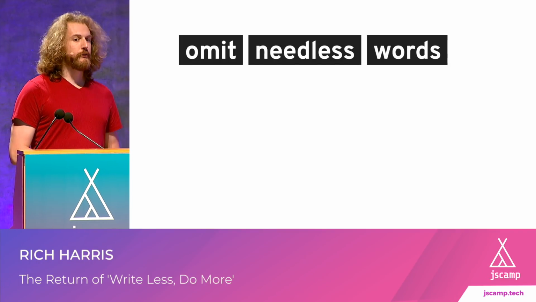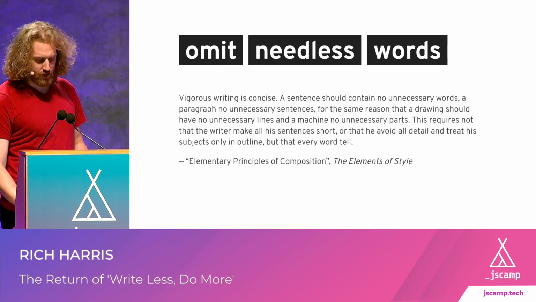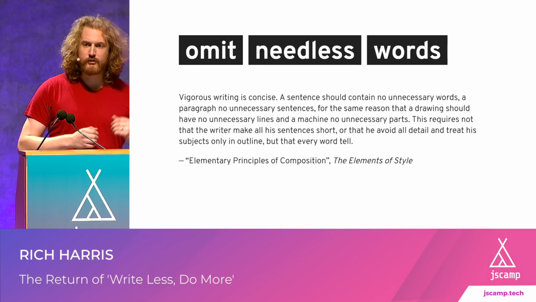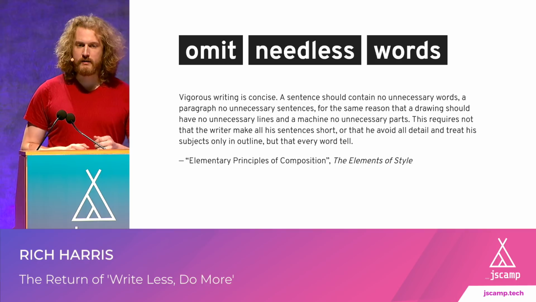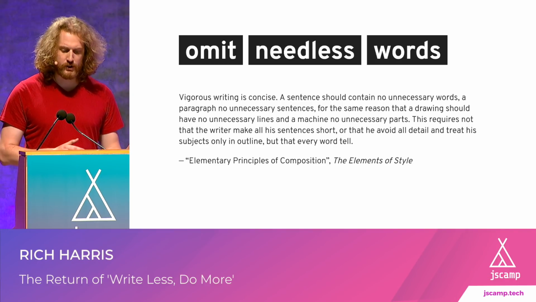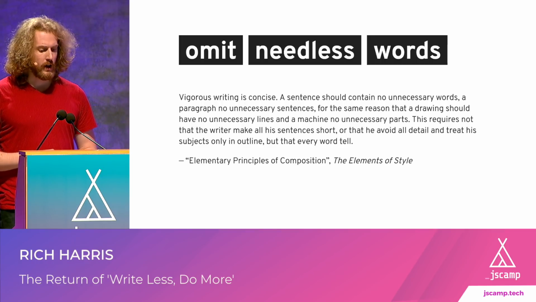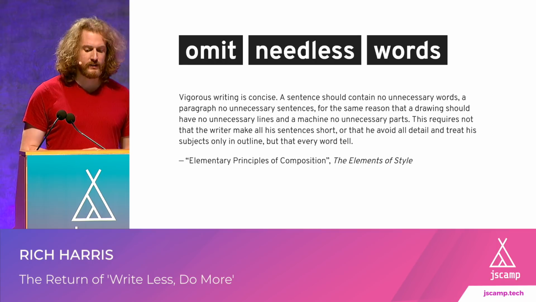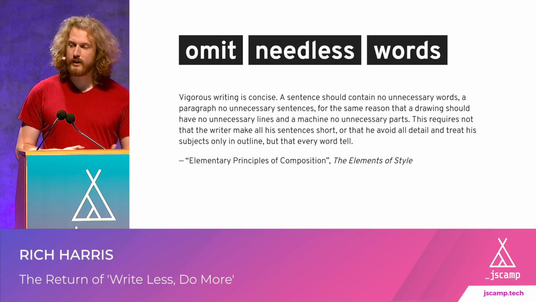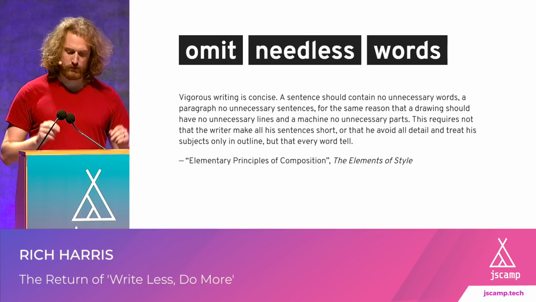This is one of the rules from a very famous book called The Elements of Style, otherwise known as Strunk and White after its authors. And it continues thusly: vigorous writing is concise. A sentence should contain no unnecessary words, a paragraph no unnecessary sentences, for the same reason that a drawing should have no unnecessary lines, and a machine no unnecessary parts. This requires not that the writer make all his sentences short, or that he avoid all detail and treat his subjects only in outline, but that every word tell.